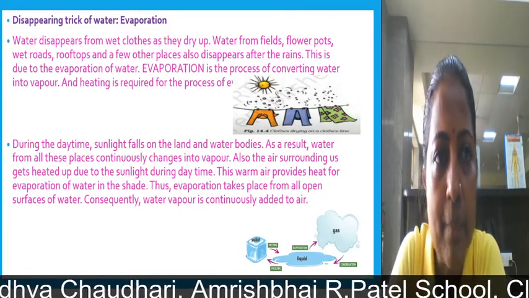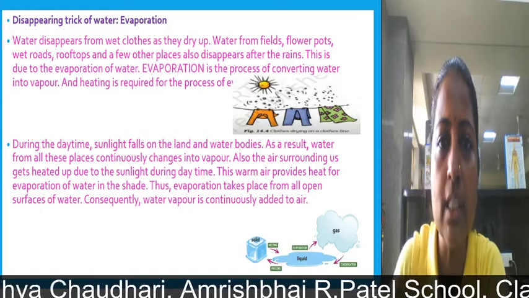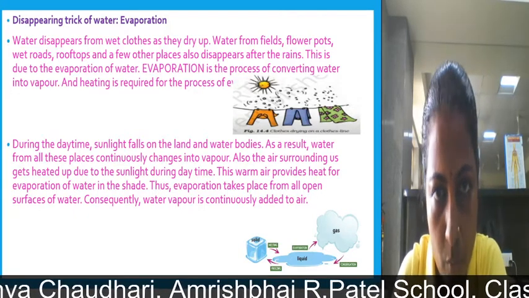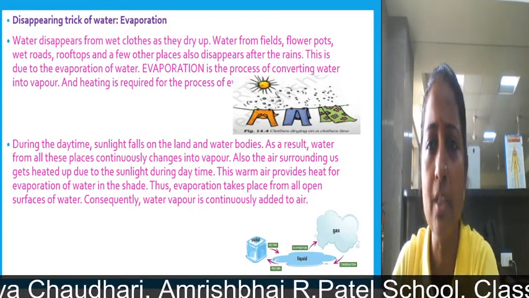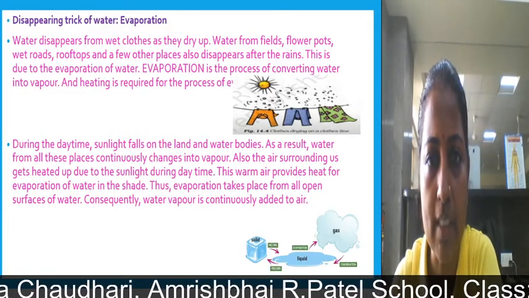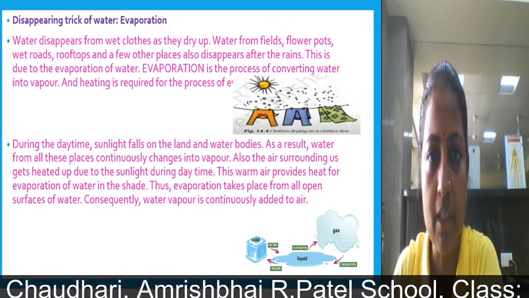So water disappears from wet clothes. As you can see on the clothesline, the clothes are there, and generally we are keeping the clothes on the clotheslines wherever the sun rays are coming.